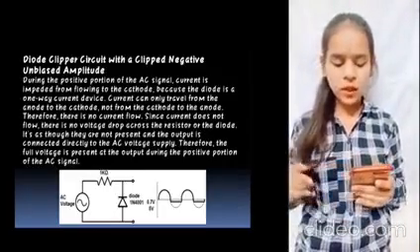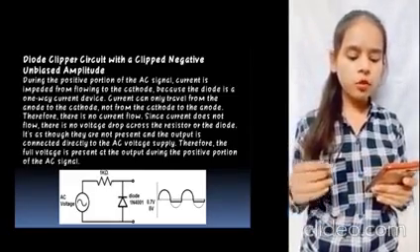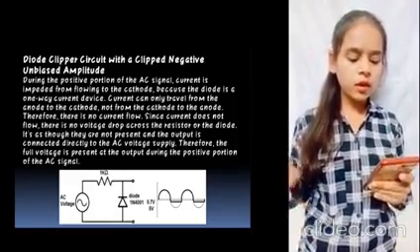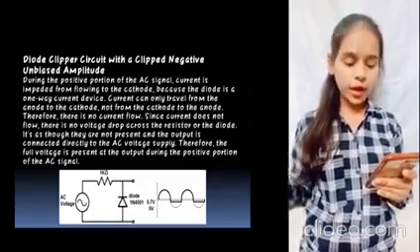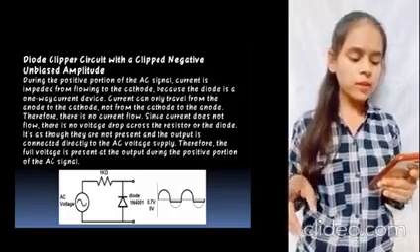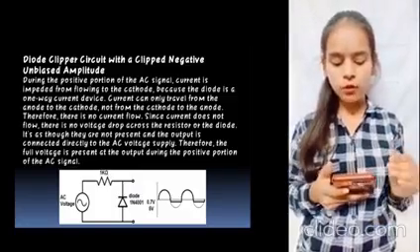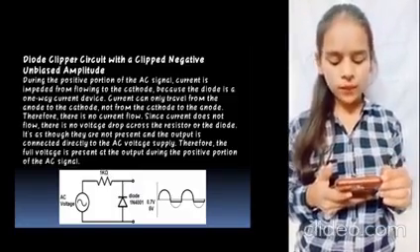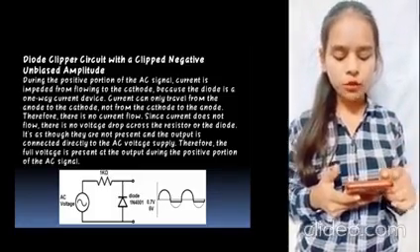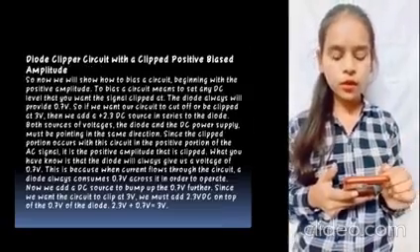Diode clipper circuit clipping the negative unbiased amplitude. During the negative portion of the AC signal, current is prevented from flowing from the cathode. Because the diode is a one-way current device, current can only travel from the anode to the cathode, not from the cathode to the anode. Therefore, there is no current flow. Since current does not flow, there is no voltage drop across the resistor or the diode. It's as though they are not present and the output is connected directly to the AC voltage supply. Therefore, the full voltage is present at the output during this portion of the AC signal.